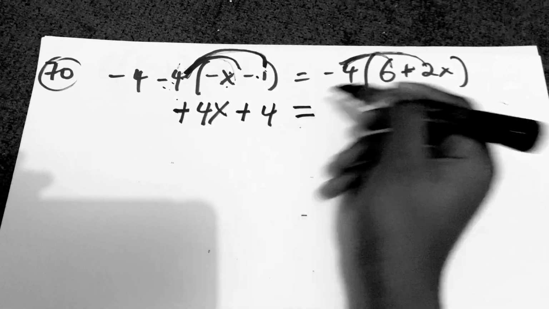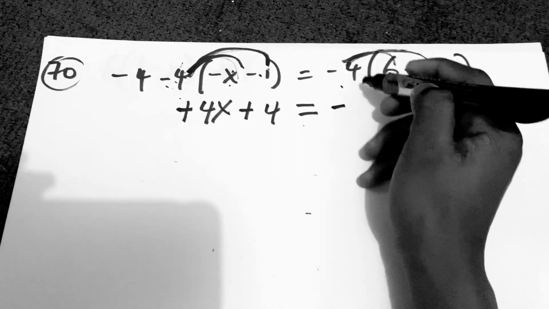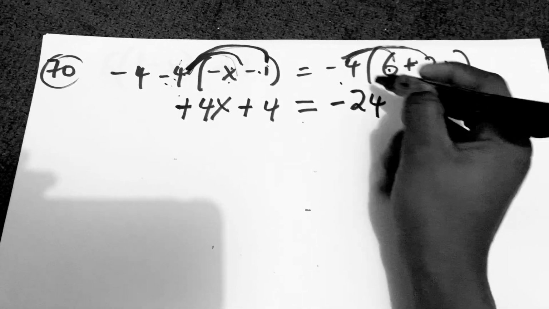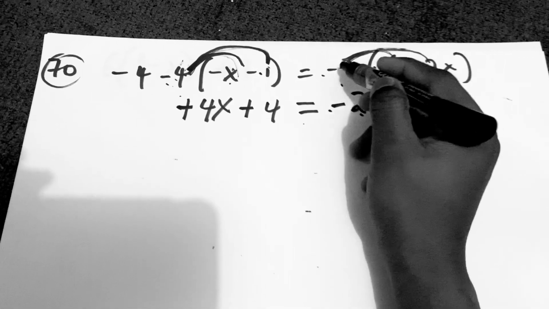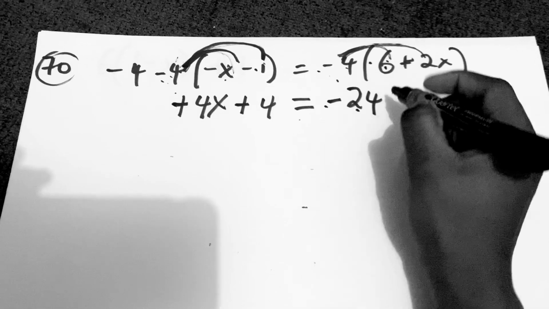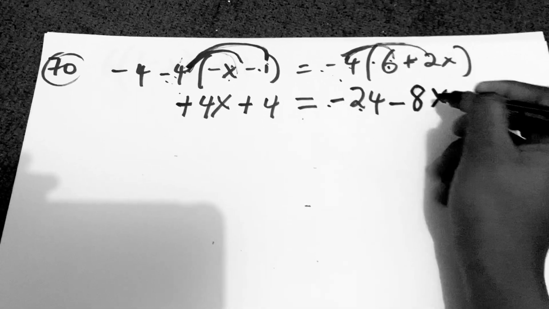Let's go to this side too. Negative 4 times 6 is negative 24, right? Negative times positive is negative. 4 times 6 is 24. Now, negative times positive is negative. 4 times 2 is 8x.